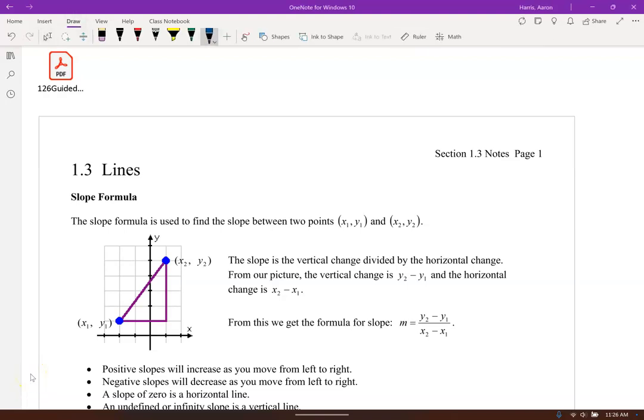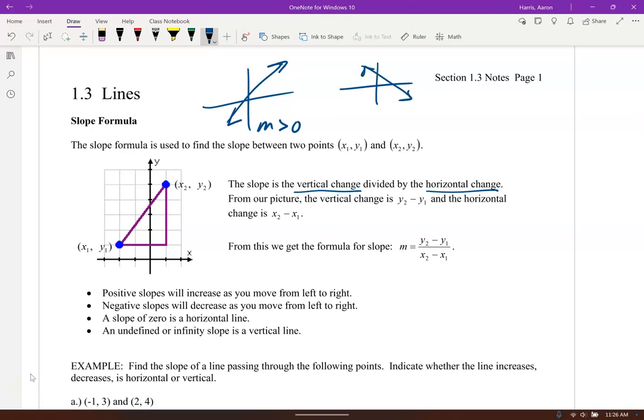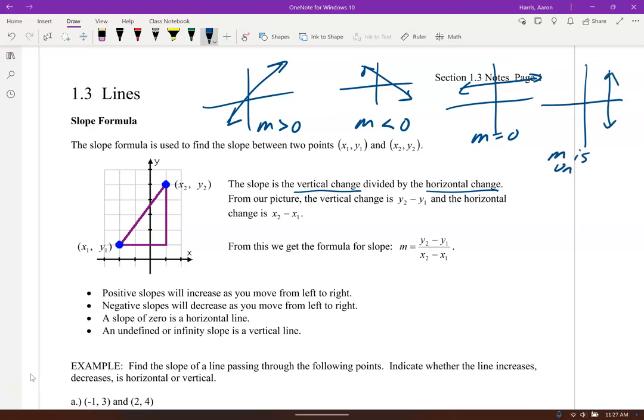All right, 1.3. We'll take a look at lines, and we'll start out with slope. Slope is the steepness, or the vertical change divided by the horizontal change, which gives you the steepness of a line. Positive slopes will go up and to the right. That's a positive slope. M is for slope. Negative slope, of course, would go down to the left. A perfectly horizontal slope would have a slope of 0. And finally, a vertical line would have a slope that is undefined.